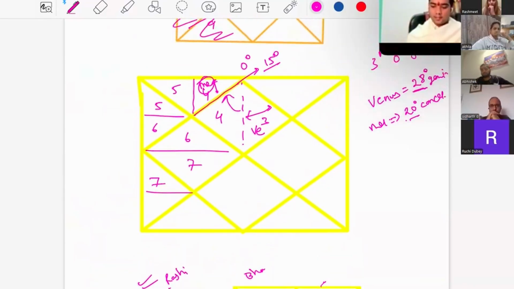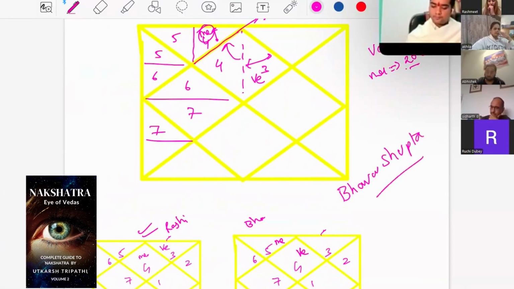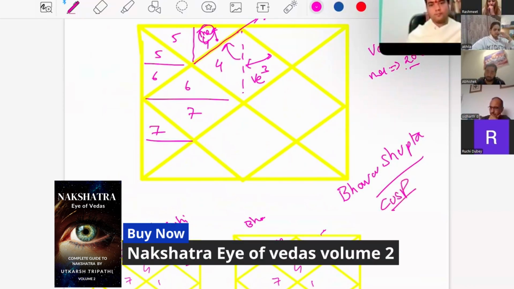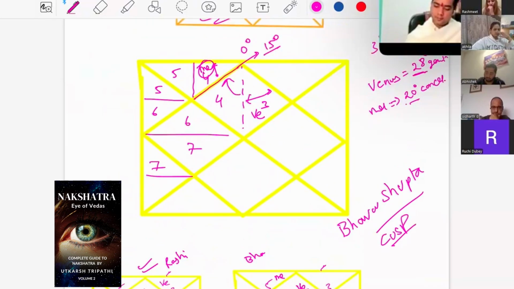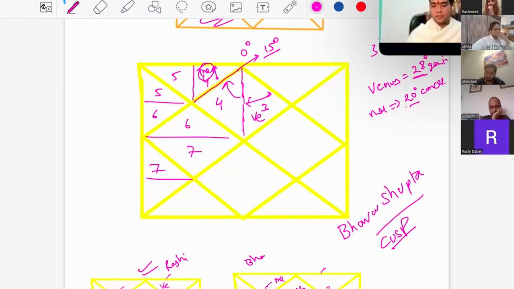Where are we placing it? This is what we call a term called Bhav Sputa, and we also sometimes call it Kasp. This Lagan degree, this 0 degree line, we call Bhav Sputa, like the middle point of the Bhav. This is second house Bhav Sputa. This is third house Bhav Sputa, the middle point. And whatever we were just telling about the 10th house, that is called 10th house Bhav Sputa or 10th house Kasp.